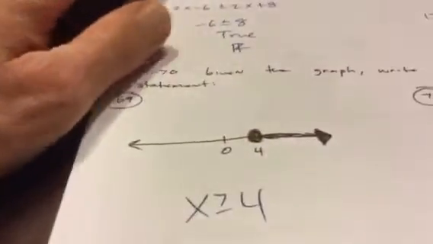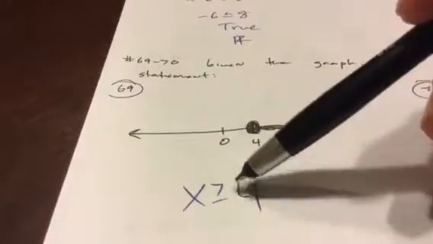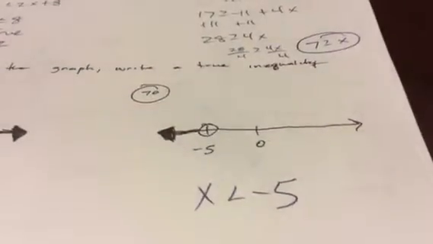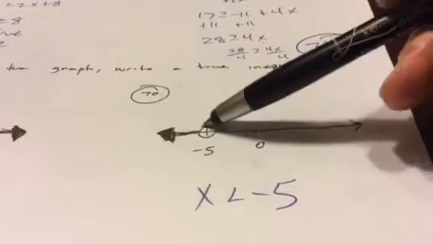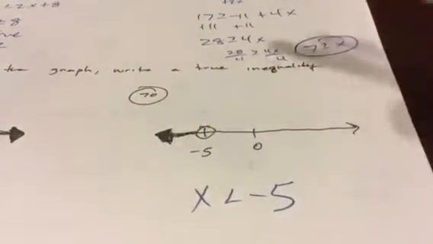And finally, folks, I'm going to the right, so it's got to be greater than or equal to. It's a closed circle, so greater than or equal to 4. I'm going to the left, it's got to be less than. It's open, so there's no equality. x is less than negative 5.